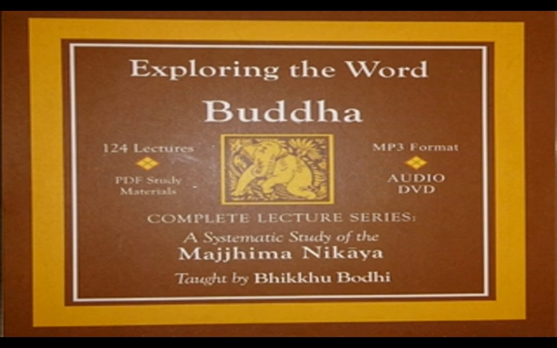Okay, paragraph number 20. What taints should be abandoned by removing? Here a monk, reflecting wisely, does not tolerate an arisen thought of sensual desire. He abandons it, removes it, does away with it, and annihilates it. He does not tolerate an arisen thought of ill will, does not tolerate an arisen thought of cruelty or harming. He does not tolerate arisen evil, unwholesome states. He abandons them, removes them, does away with them, and annihilates them.